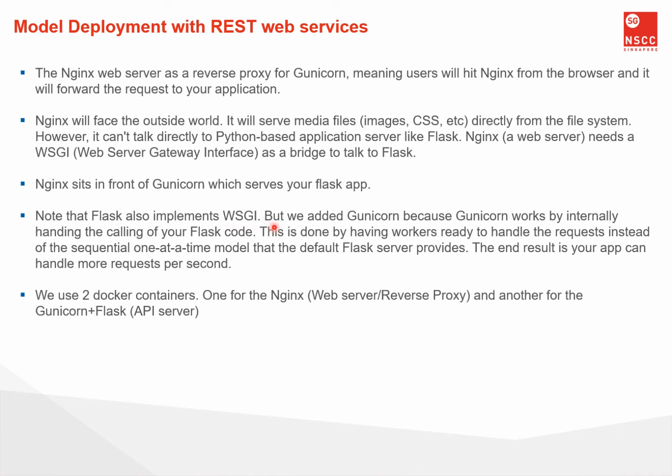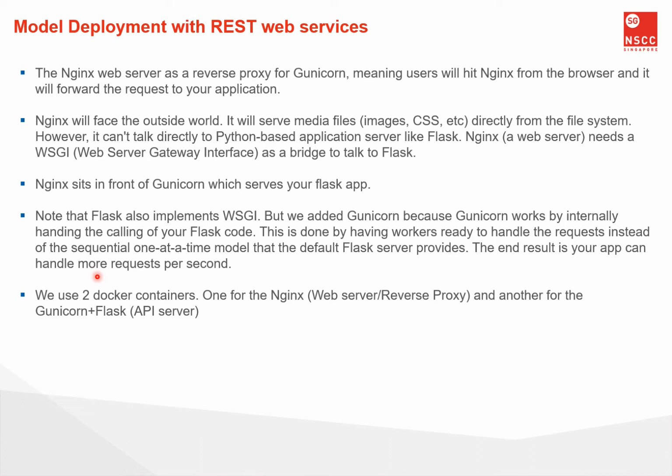So for production use, you're advised to use something like Gunicorn instead of trying to use Flask to implement WSGI directly. We have added Gunicorn because it works internally by handling most of the work before calling your Flask code. This is done in a parallel manner by having many workers ready to handle the requests instead of one by one in a sequential manner. And so it is able to serve requests a lot faster than what the default Flask server does. The end result is that your application can handle a lot more requests per second.